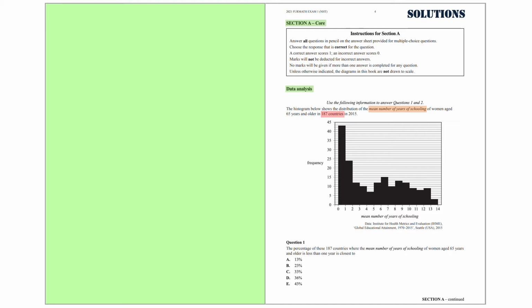Question 1 is asking for the percentage of these 187 countries where the mean number of years of schooling of women aged 65 years and older is less than 1 year. For this, we need to look at the first column in the histogram because this is less than 1 year. There are 43 countries in this column. Because we need to calculate the percentage, we calculate 43 out of 187 times 100, which is approximately equal to 23%. So the answer to this question is option B.